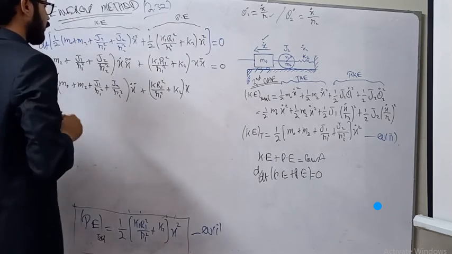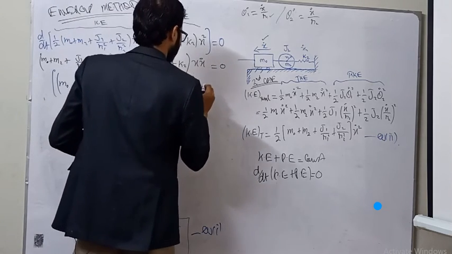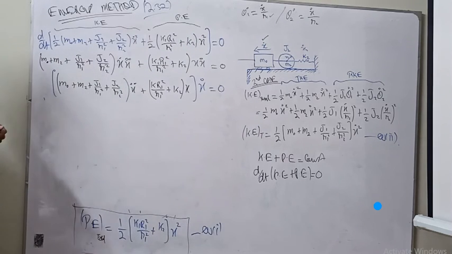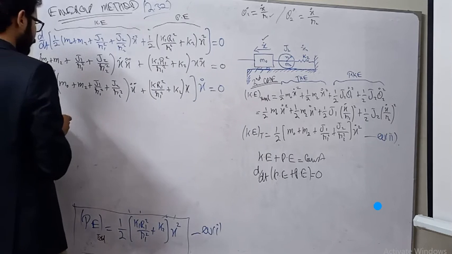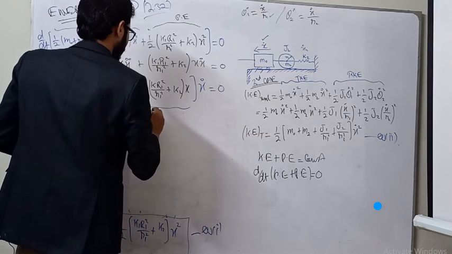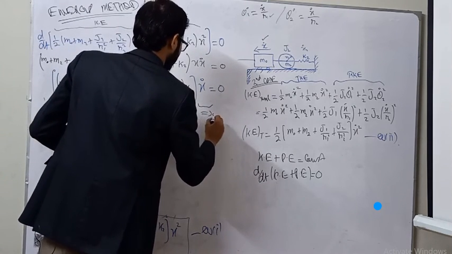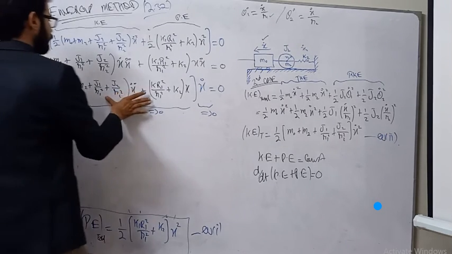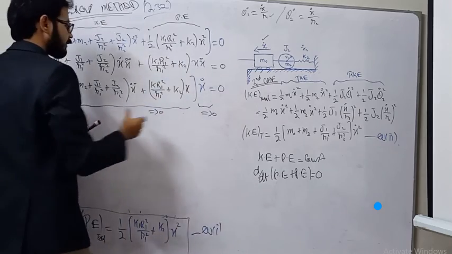And what is the common? I have taken common the term x naught, and that is equal to 0. So two cases are here: either this whole term will go to 0, or this term will go to 0. Which case is possible? We know that we have a product rule. Suppose this whole term is A and this term is B, so AB is equal to 0.